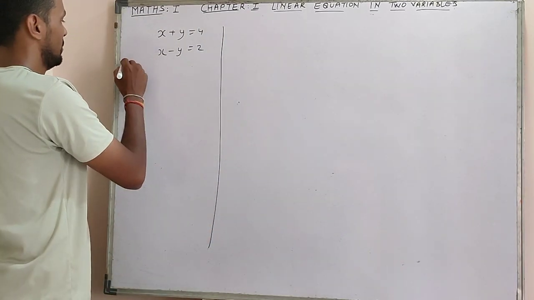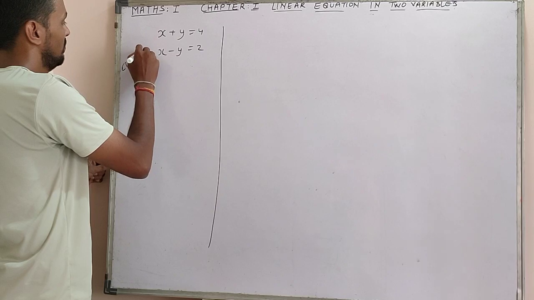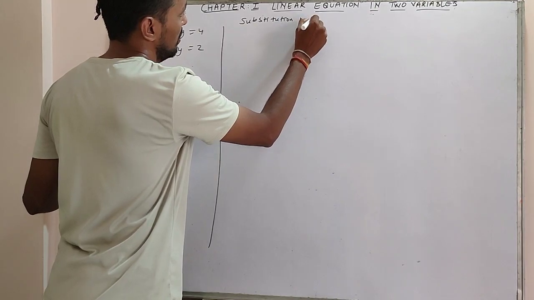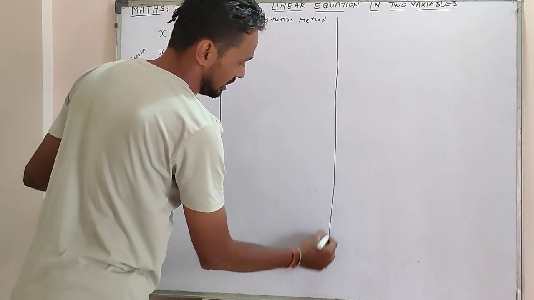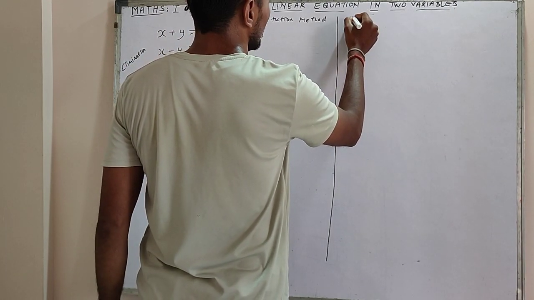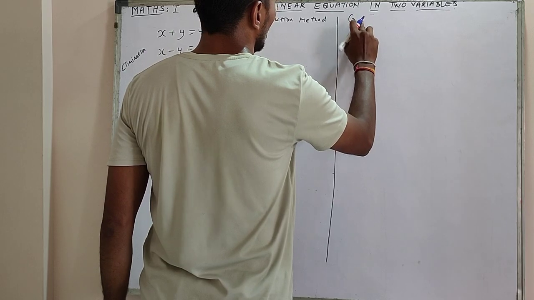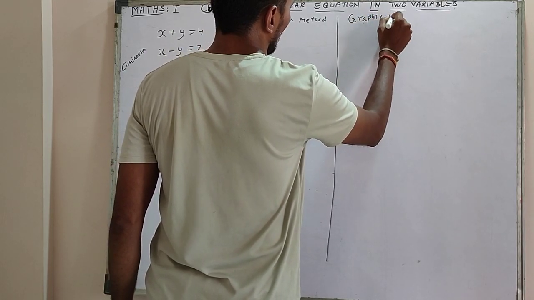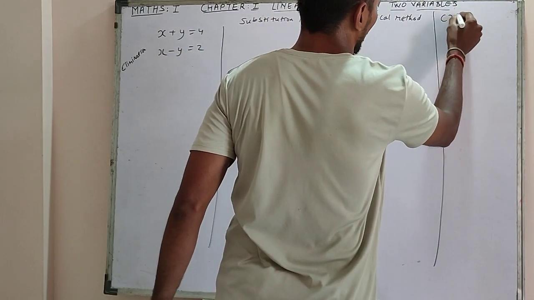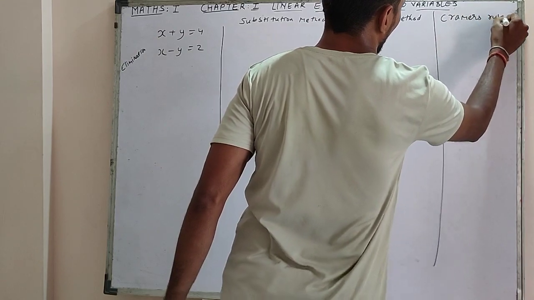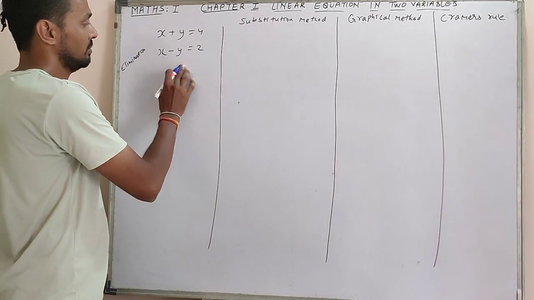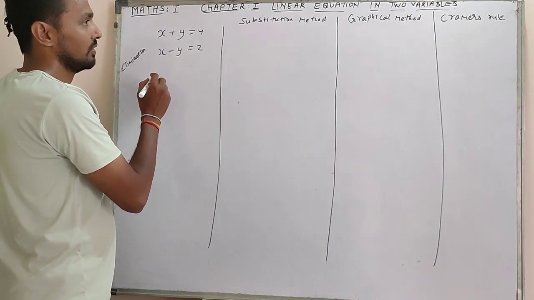First way is the elimination method. Second is the substitution method. I am sorry for my writing, it's a bit tough to understand. Third is the graphical method. And fourth is Cramer's rule. Once again I would like to tell you, this is just an introductory lecture, so please be careful and attentive. This might help you in your future for solving problems.